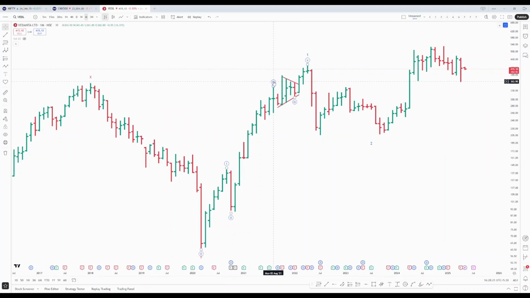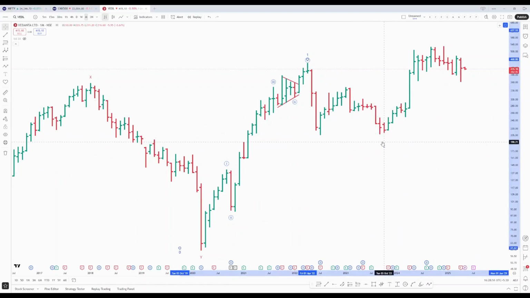So wave third ended here, this was A, and then B, which went above this high of third, and then it evolved in this triangular fashion. And then we have 1, then this A, this is ABC within the wave B, and this is 3 waves. If I go to a smaller time frame, we might be able to see 5 waves here, but even if we don't, that's fine, because in that case it will become WXY.